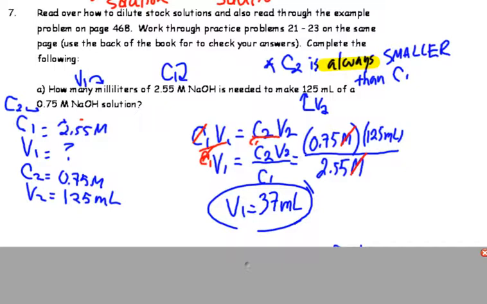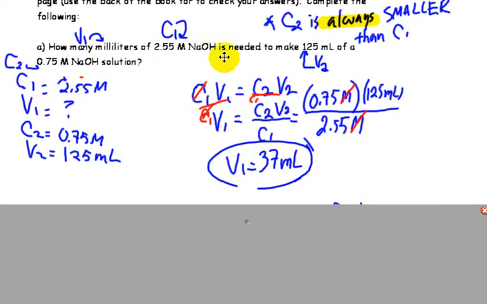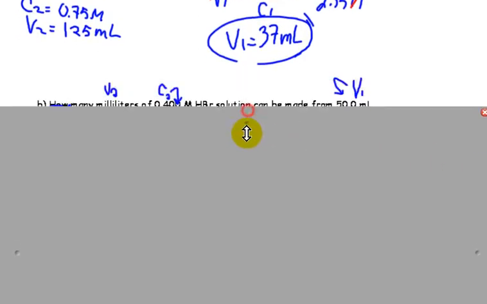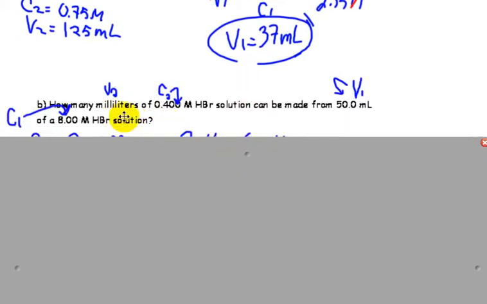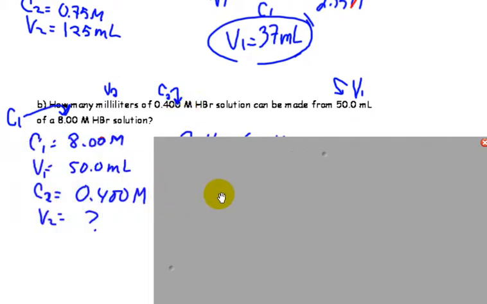Okay? I'm going to get you to read the next question and see if you can fill in the V1, C1, the V2, and the C2. So pause the video now and see if you can do that. Okay, if you had the opportunity to do that, how many mL of a 0.400 molar HBr solution can be made? So you're making this from this. So the question's kind of flipped around to how it was with the previous one. Our original volume and our original concentration, and our new concentration and our new volume. And again, C1 is bigger than C2. That's another indication.